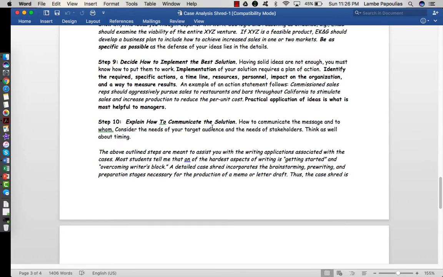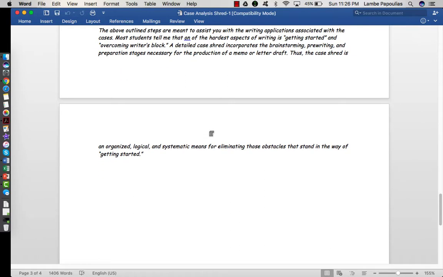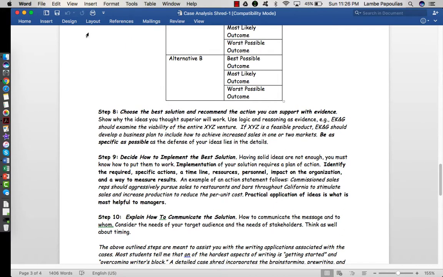Step 10, explain how to communicate the solution. How to communicate the message and to whom. Consider the needs of your target audience and the needs of stakeholders. Think as well about timing. So these outline steps are meant to assist you with the writing applications associated with the cases. Most students tell me that one of the hardest aspects of writing is getting started and overcoming writer's block. A detailed case shred incorporates the brainstorming, pre-writing, and preparation stages necessary for the production of a memo or a letter draft. Thus, the case shred is an organized, logical, and systematic means for eliminating those obstacles that stand in the way of getting started.